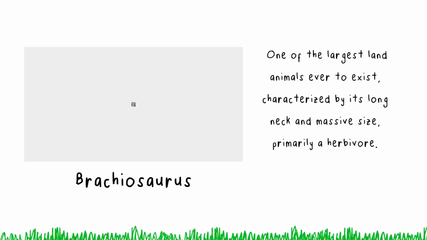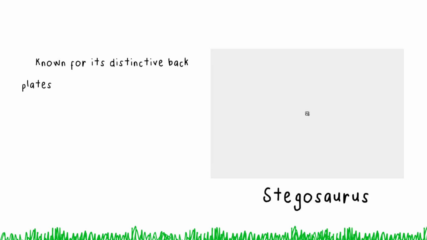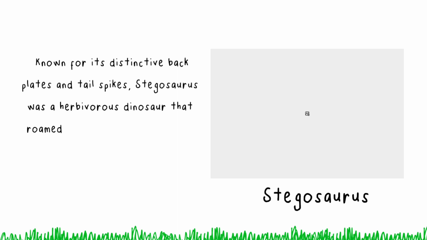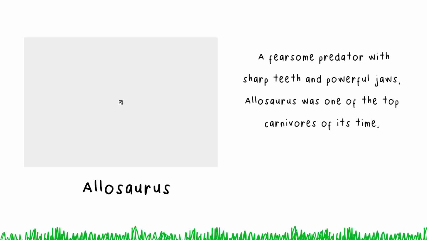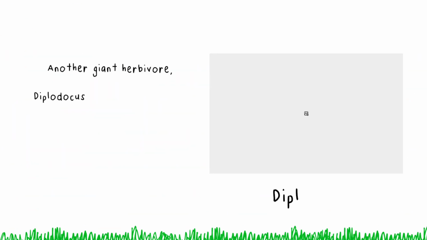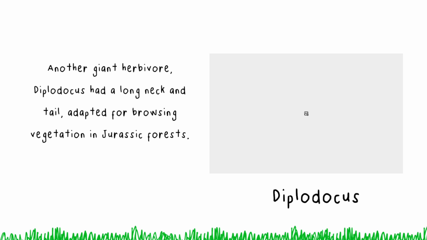Brachiosaurus, one of the largest land animals ever to exist, characterized by its long neck and massive size, primarily a herbivore. Stegosaurus, known for its distinctive back plates and tail spikes. Stegosaurus was a herbivorous dinosaur that roamed during the late Jurassic. Allosaurus, a fearsome predator with sharp teeth and powerful jaws, was one of the top carnivores of its time. Diplodocus, another giant herbivore, had a long neck and tail, adapted for browsing vegetation in Jurassic forests.